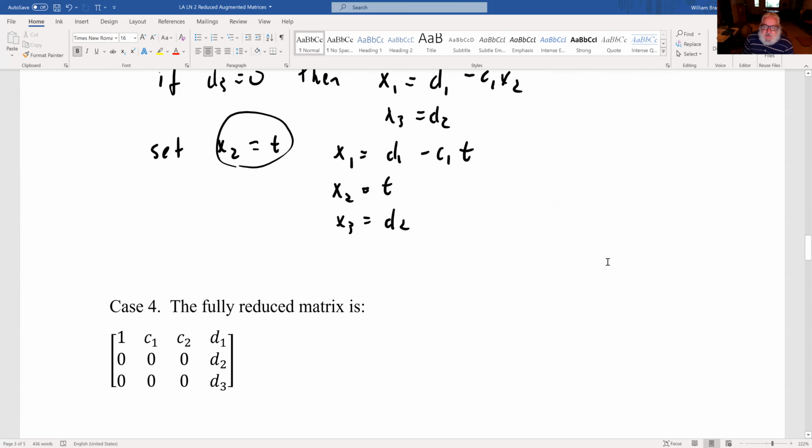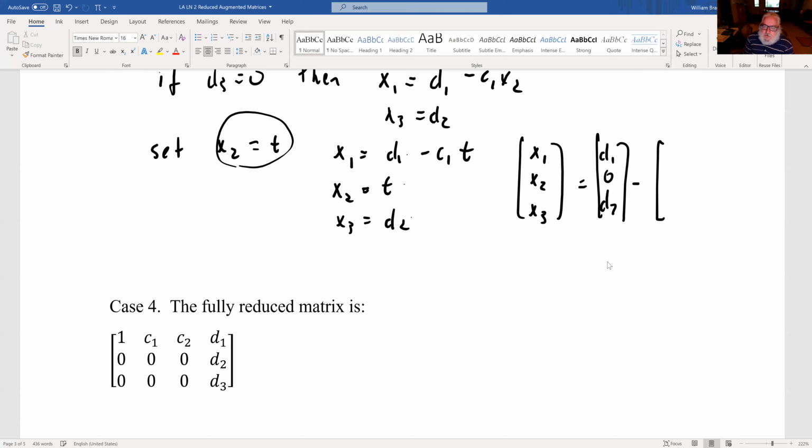And in vector form, this becomes the solution vector x1, x2, x3 is d1, 0, d2 minus t times c1, x2 is t. There's a minus one there because this is a positive t and we get a minus minus, and then 0. And so same kind of setup that we had before. We have a vector and then a parameter times another vector.